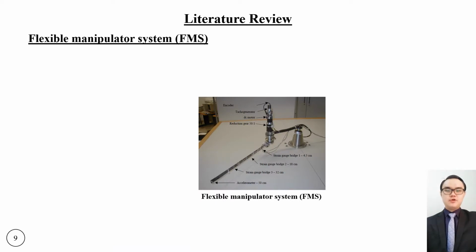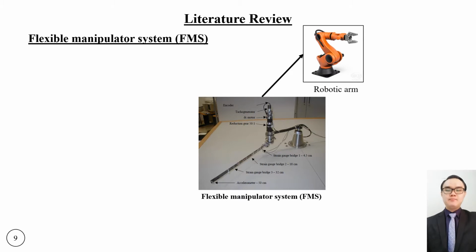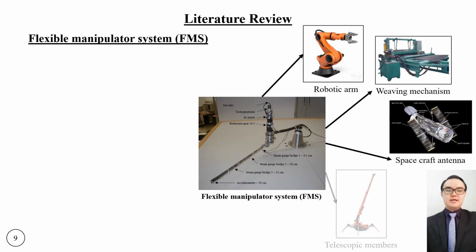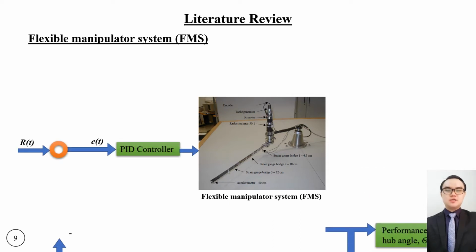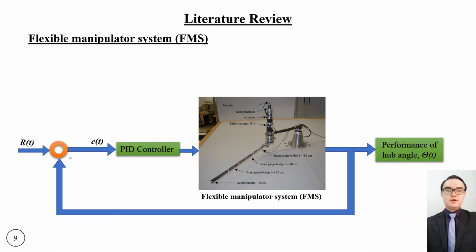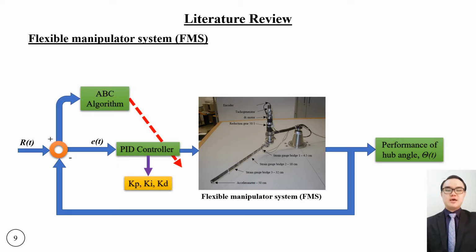FMS is one of the newly introduced features that is used in many applications such as robotic arm, waving mechanism, spacecraft antenna, telescopic member, and etc. The PID controller is used to determine the hub angle of FMS. In this project, ABC algorithm is used to tune the gain factors KP, KI, KD in the PID controller to optimize the hub angle performance of FMS. The hub angle performance of FMS is measured with different performance criteria such as ISE, MSE, RMSE, IAE, and ITAE.